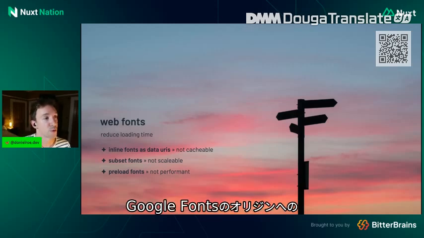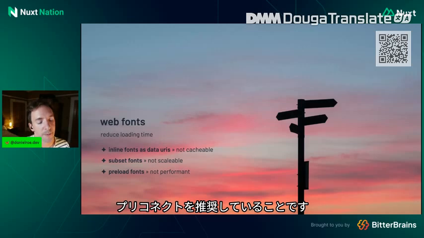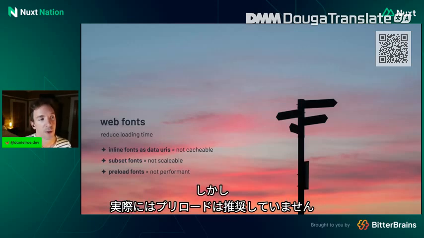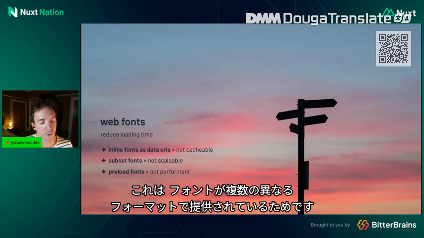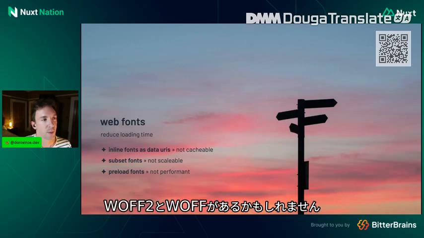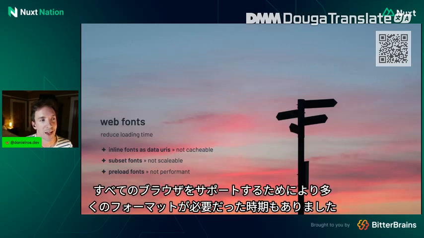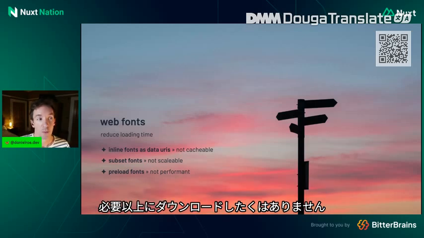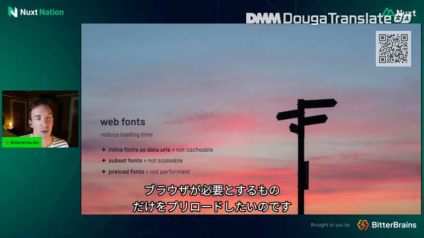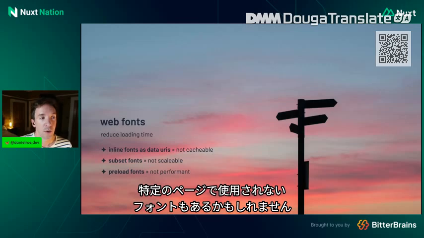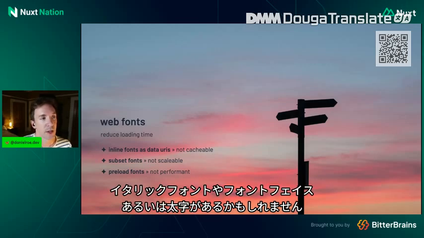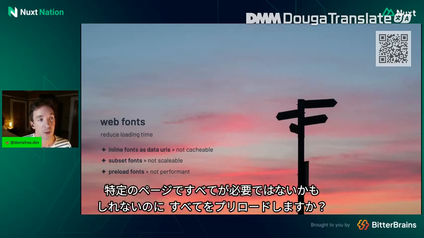They'll recommend that you pre-connect to the origin from Google Fonts, but they don't actually recommend that you preload them. This is because your fonts will probably be in a number of different formats. You might have WOFF2 and WOFF. There is a time when you may have needed more to support older browsers, and you don't really want to download more than necessary. So you don't want to preload everything. You only want to preload what the browser needs. And you might have fonts that aren't used on a given page. So you might have italic font faces, or you might have bold, and all of these might be separate files. Do you preload all of them, even though a given page might not require all of them?